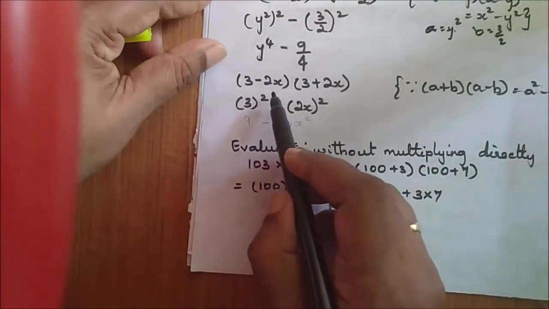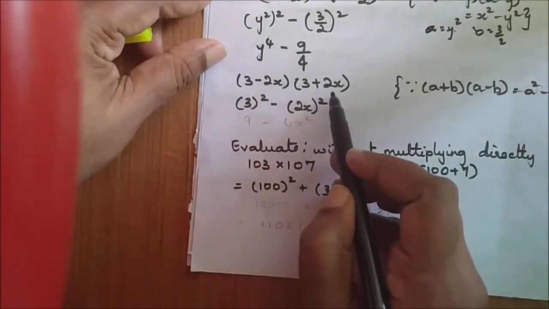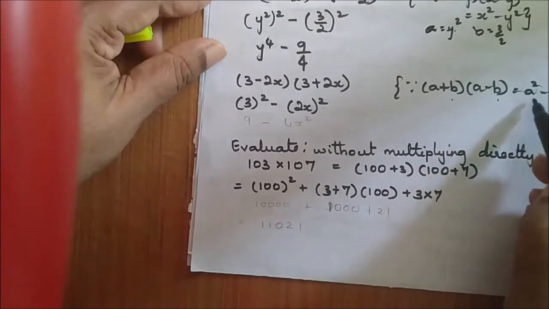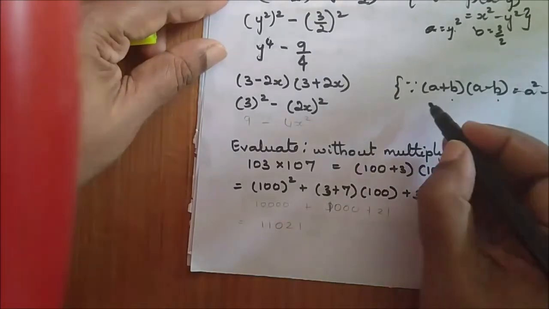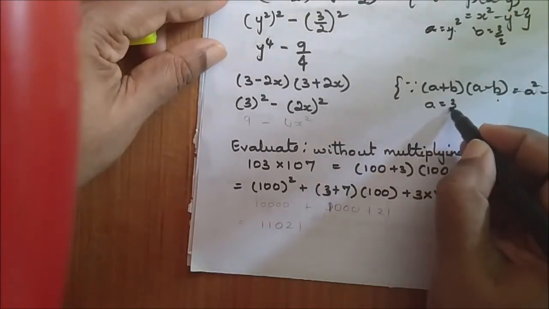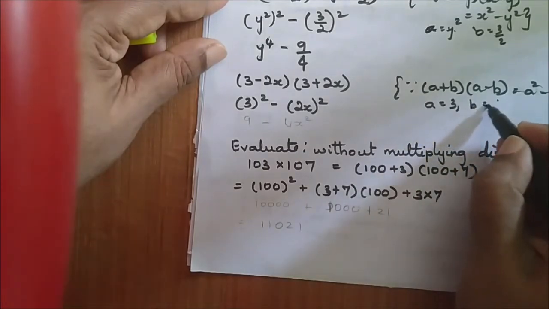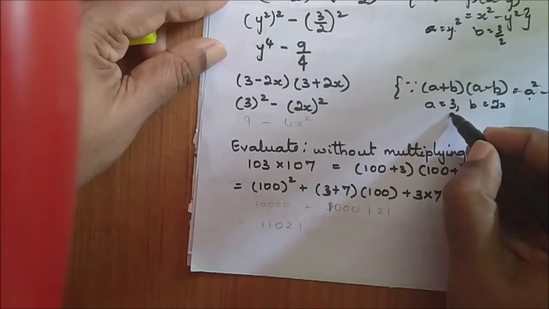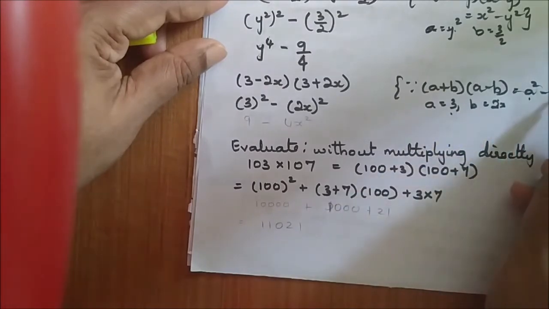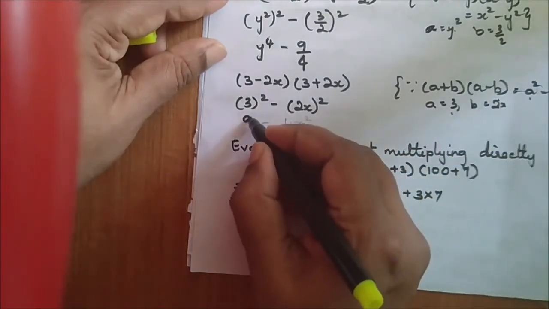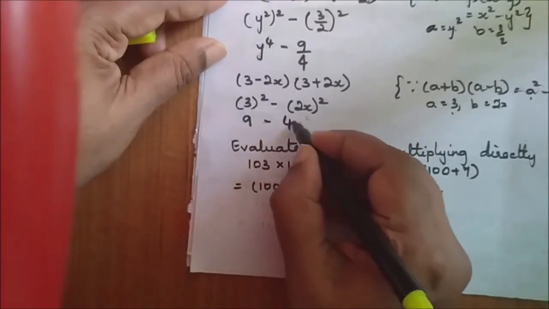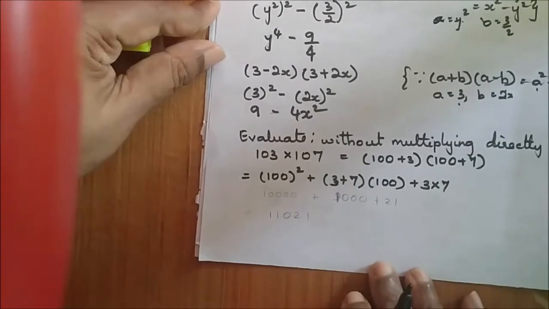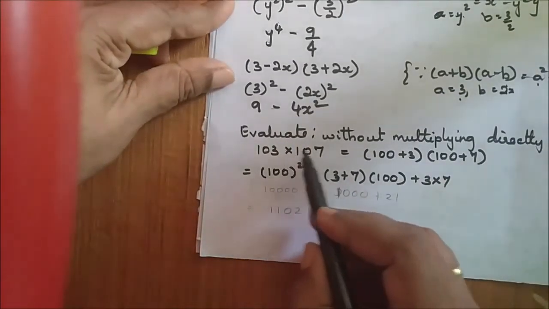Now (3 - 2x)(3 + 2x). This is of the form (a + b)(a - b), which is equal to a squared minus b squared, where a is equal to 3 and b is equal to 2x. So a squared will be 3 the whole squared minus (2x) the whole squared. So it is nothing but 9 minus 4x squared. I hope you understood this. Now we'll go to the next problem.